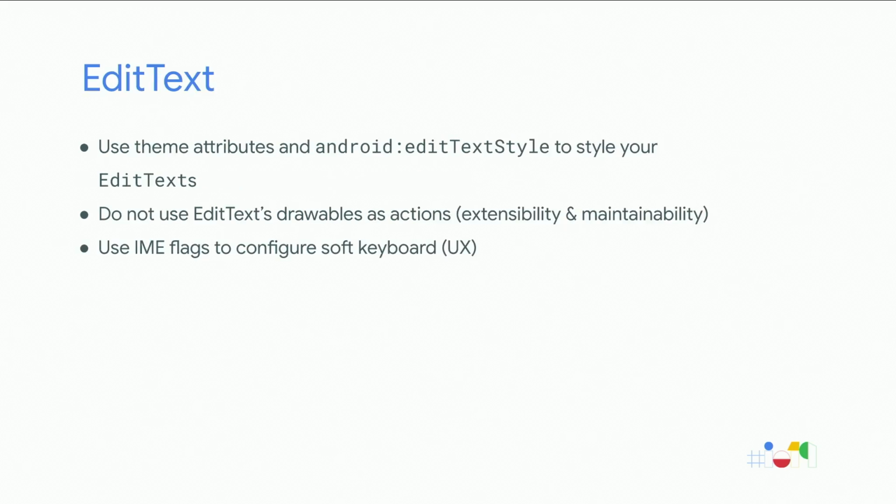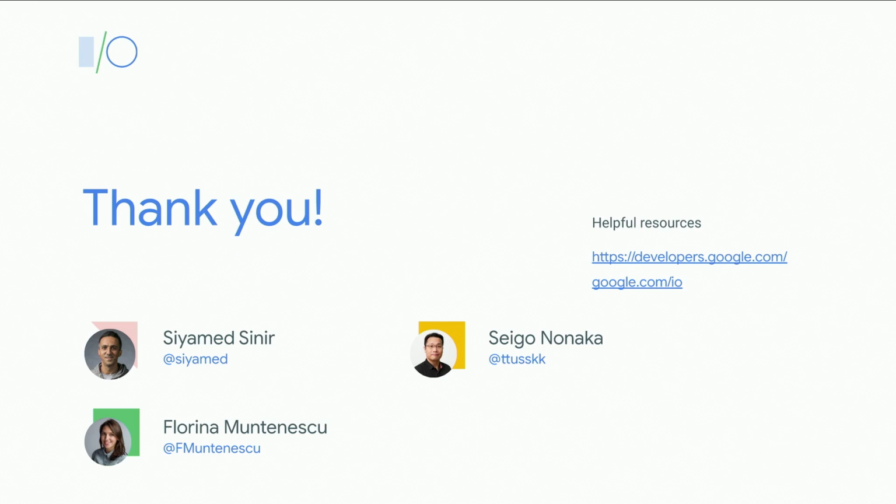In terms of edit text, use the theme attributes and the Android text edit text style to style your edit texts. Make sure you don't use the edit text drawables as actions, so you can enable extensibility and maintainability. And also use IME flags to configure soft keyboard for a better user experience. So these were some top tips to make your text terrific.